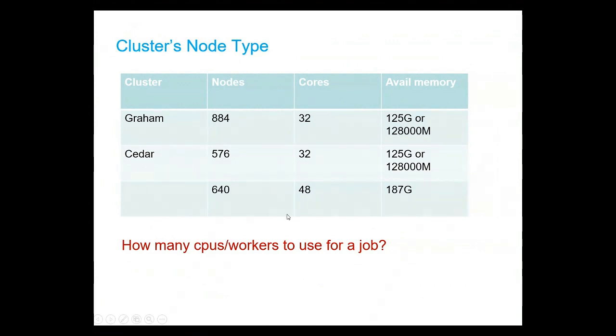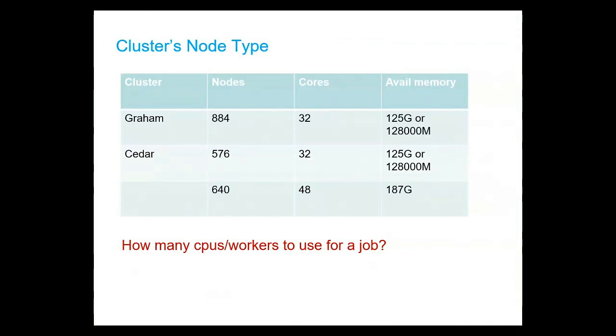In Cedar's case, there are 2 types of hardware. One is with 32 cores, and the other was added to Cedar not a long time ago. We have new hardware with up to 48 CPUs. That means you have a chance on Cedar to use 32 CPUs to run one job, or to use 48 CPUs to run one job. And then the question will be how many CPUs to use for your job.